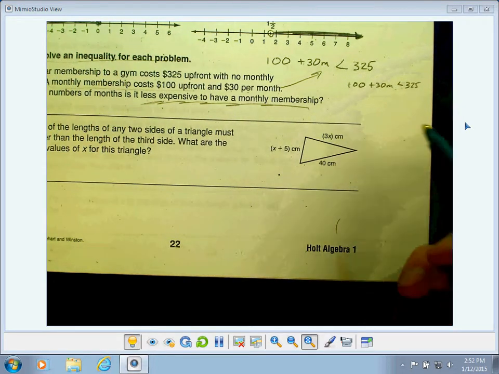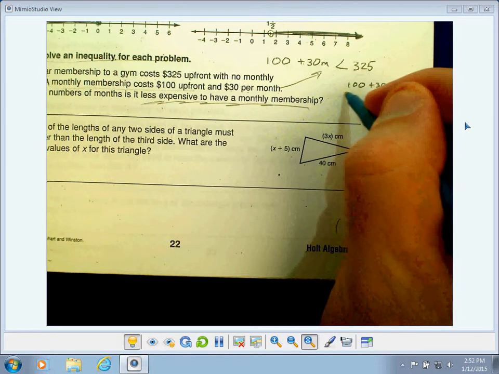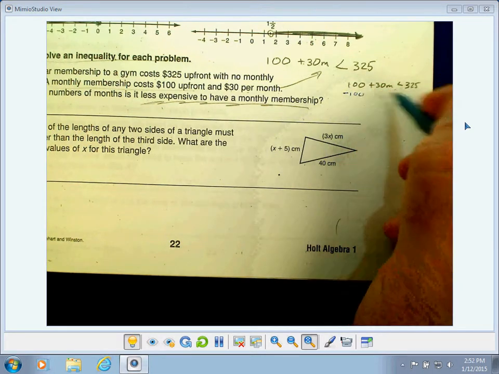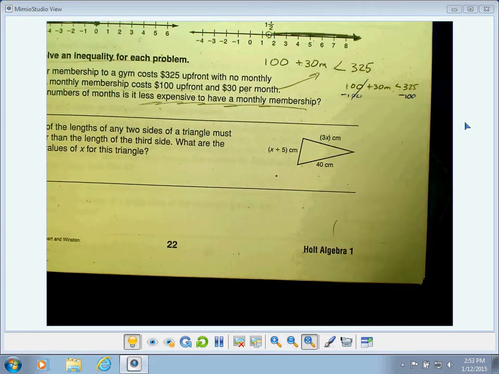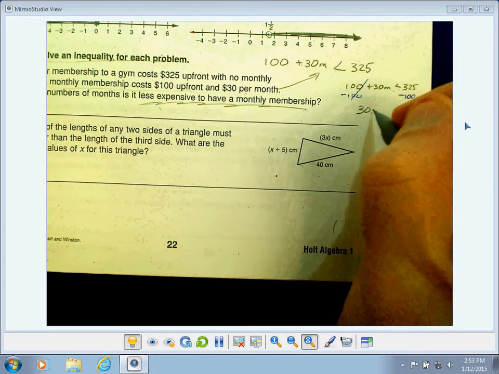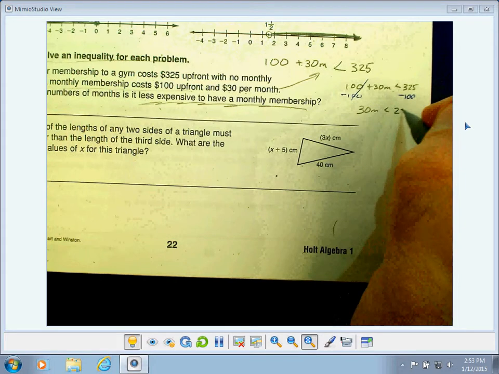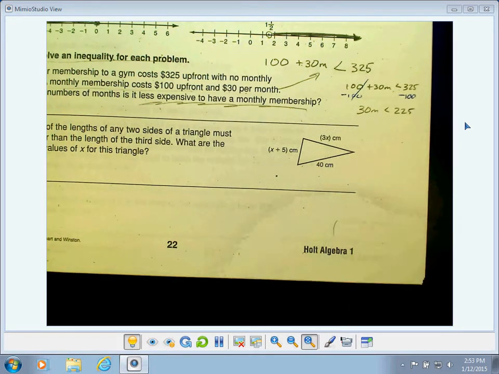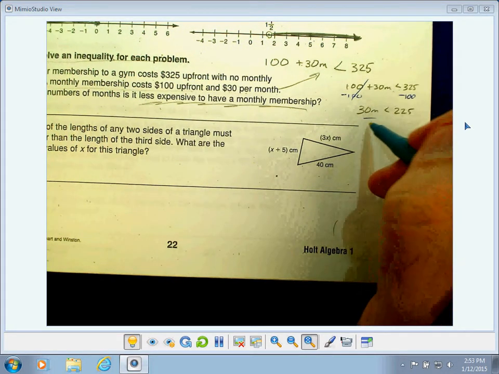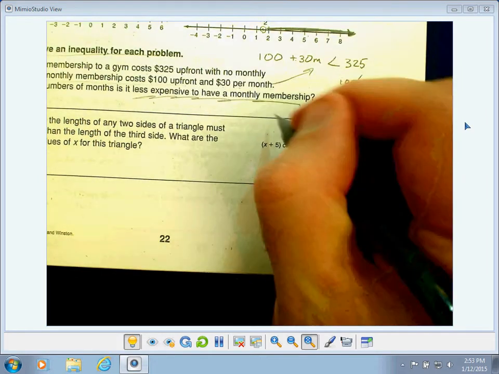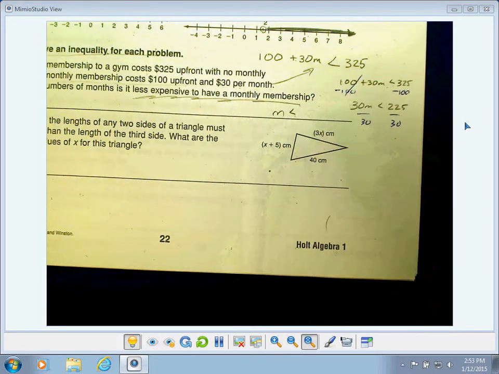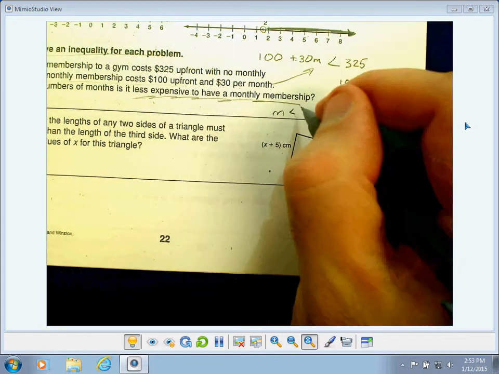Now if I solve it, I'm just going to rewrite it right here. I'd want to take away the thing that doesn't have a variable, so I'll take the 100 away by subtracting. And now I have 30m is less than 225. And then I take the 30 away by dividing. And what I get as an answer is m is less than 7.5.